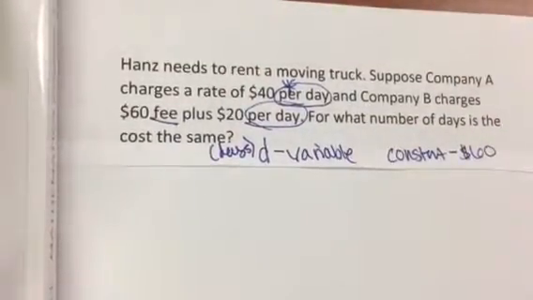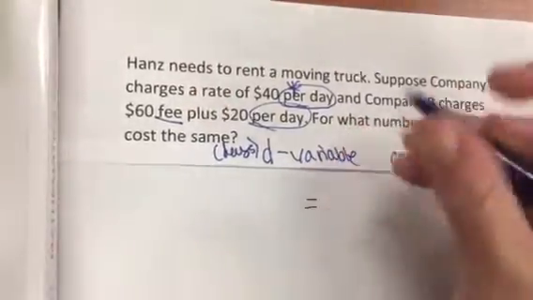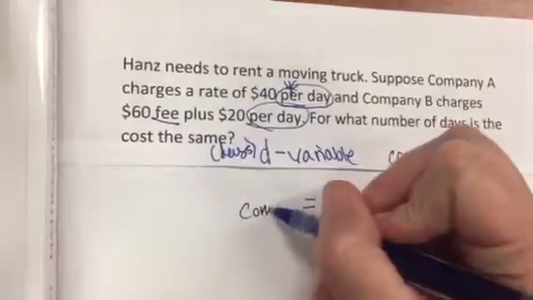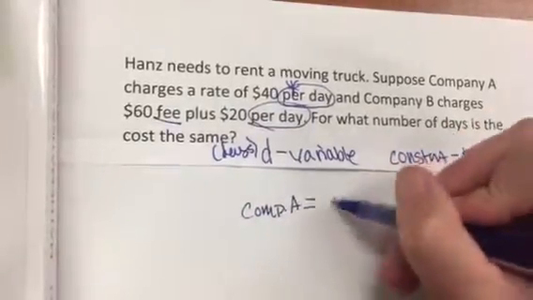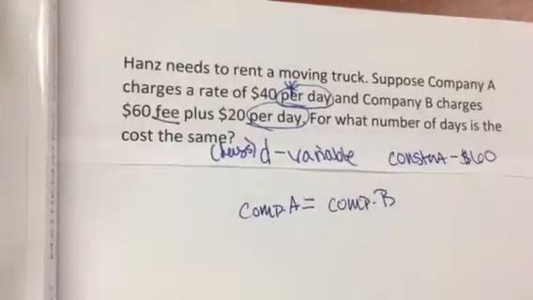Okay, now before we do anything, we know that they have to equal the same thing. So that means that I can put up an equal sign. I know that on one side, we're talking about company A. On the other side, we're talking about company B. So now I can get started with my equation.